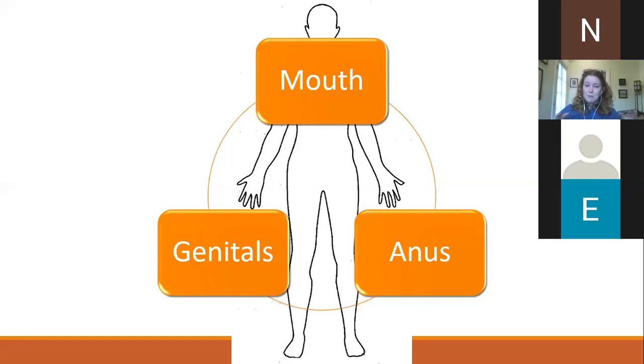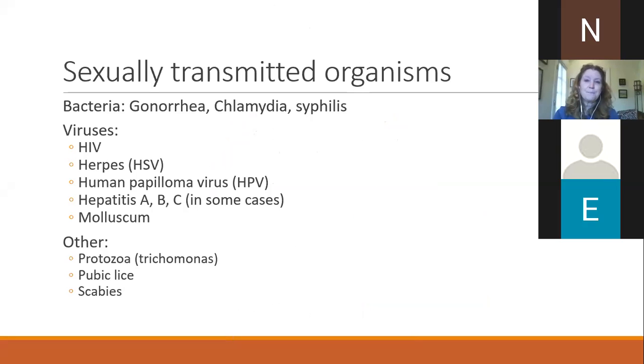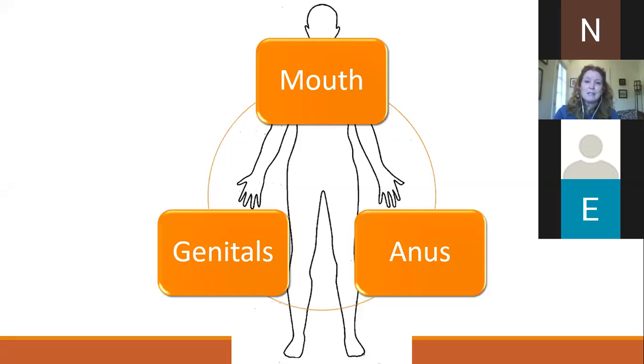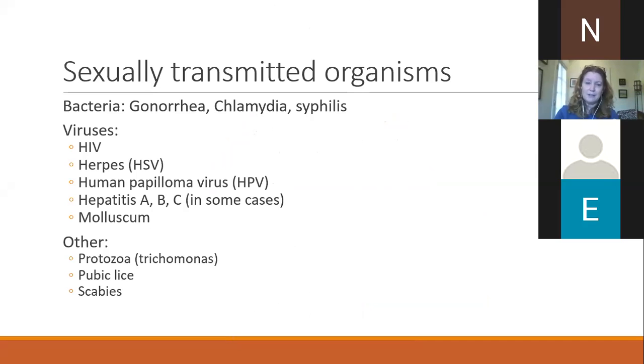So again, when you think about STIs, there are many different parts of the body that you're using for sex, and it depends on the infection where we need to search for it and where you're at risk. We're focused mostly on anal, genital, and a little bit on oral sex. So the general categories are bacteria, viruses, and then this miscellaneous other category.